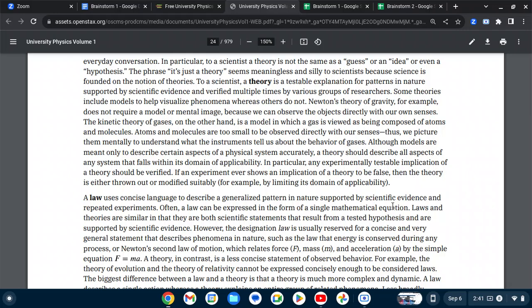Some theories include models to help visualize phenomena, whereas others do not. Newton's theory of gravity, for example, does not require a model or mental image because we can observe the objects directly with our own senses. The kinetic theory of gases, on the other hand, is a model in which a gas is viewed as being composed of atoms and molecules. Atoms and molecules are too small to be observed directly with our senses. Thus, we picture them mentally and understand what the instruments tell us about the behavior of gases.